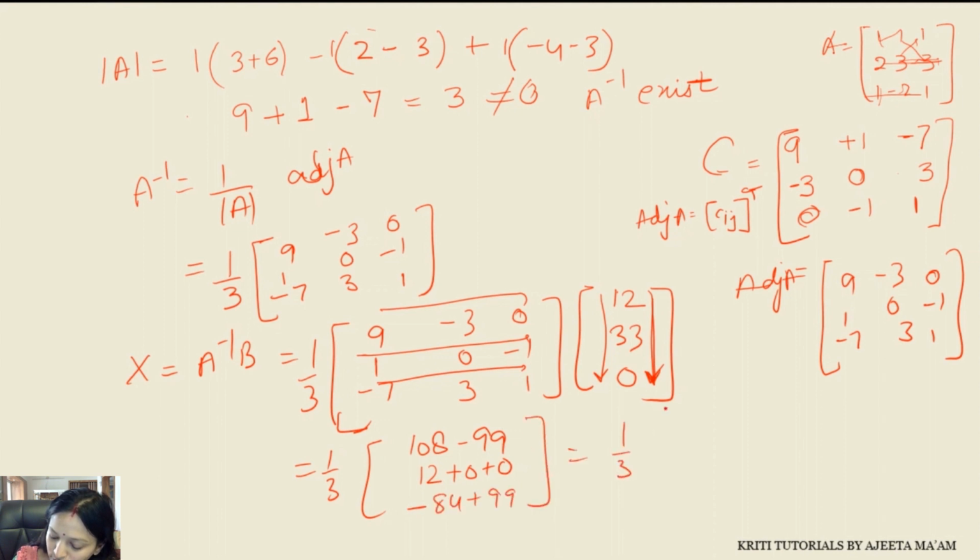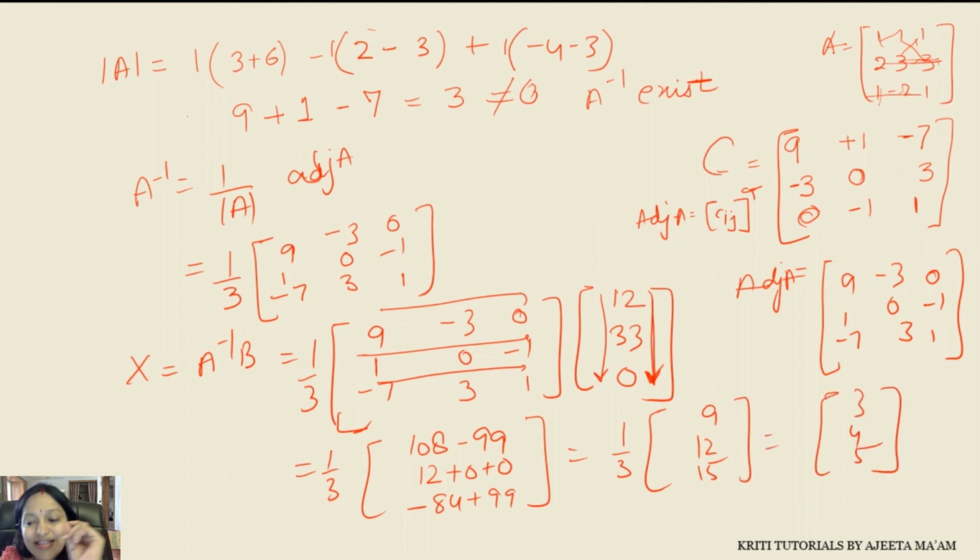Now let's solve it. 9, 12, 15. So what's the answer? 3, 4, 5. So X is 3, that is sincerity. Then this is your honesty, it is helplessly, and the Z is effective management. So these were the number of students.